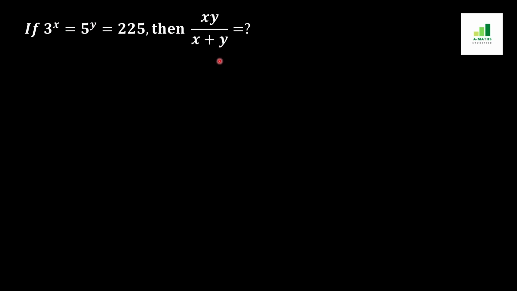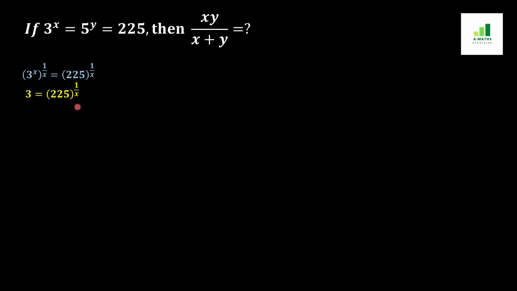In order to solve this question, first we will compare both of these values with 225. So first we will compare 3 to the power x with 225. Now we will multiply 1 over x to both sides of the equation in the power, and this x and this 1 over x will cancel out and we will get 3 is equal to 225 to the power 1 over x.